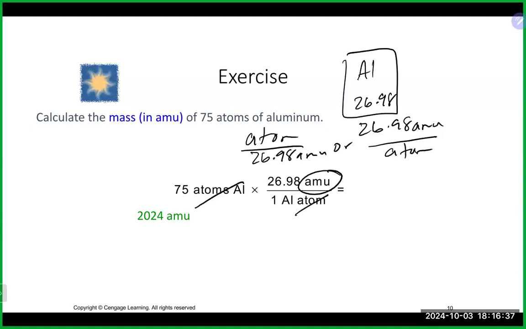I will say that very rarely will you use AMU in terms of units there from the periodic table and calculations. More so you're going to use it in grams. And again, that's a more usable unit for us.